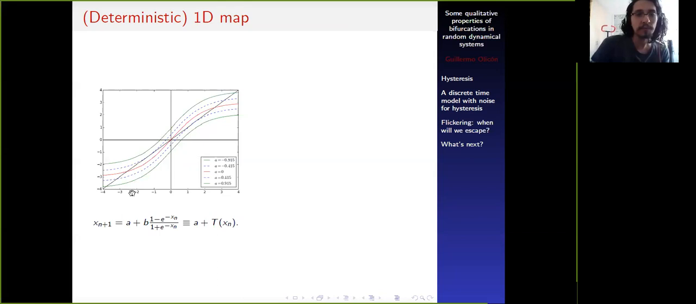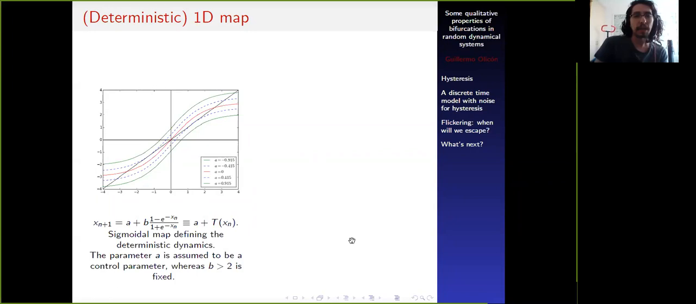However, if we move the parameter A a little bit, if we make it larger, then we can see that these two equilibria start getting closer and closer up to this point where they collide. They coincide in this point, and then they just disappear, as you can see in this red curve, right? And the only equilibrium point that survives is the one on the top. The same happens if we reduce the value of A, right? So this is like a typical bifurcation scenario for this type of maps.